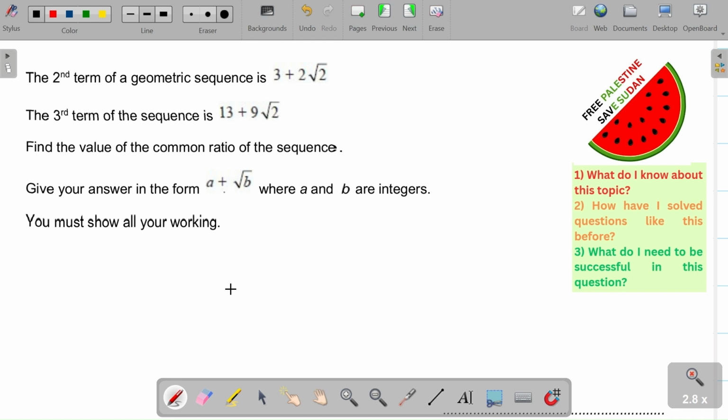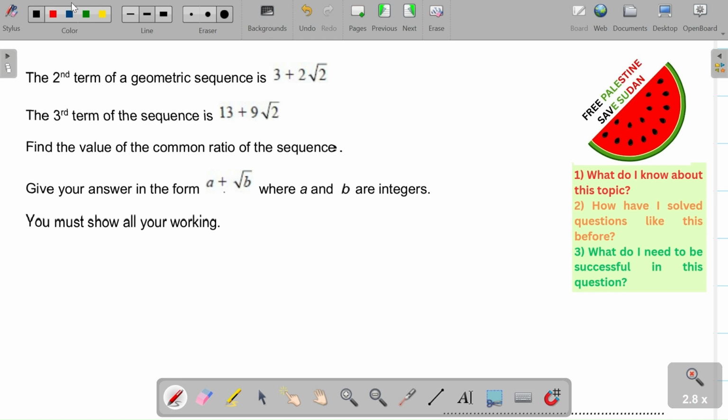This question states that the second term of a geometric sequence is 3 plus 2 root 2 and the third term of the geometric sequence is 13 plus 9 root 2, and we have to find the value of the common ratio of the sequence. In a geometric sequence, the common ratio is the thing that we multiply or divide by every time to get from one term to the other.